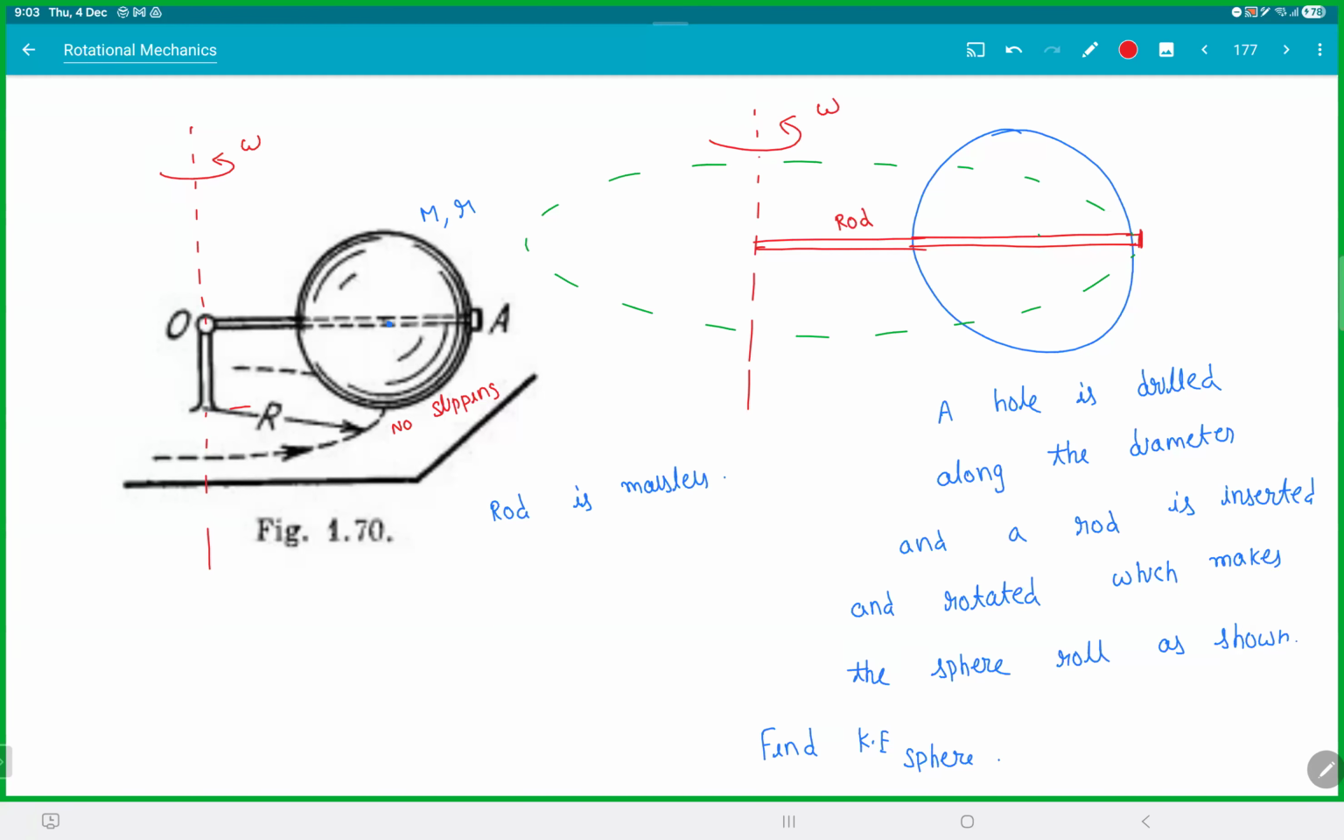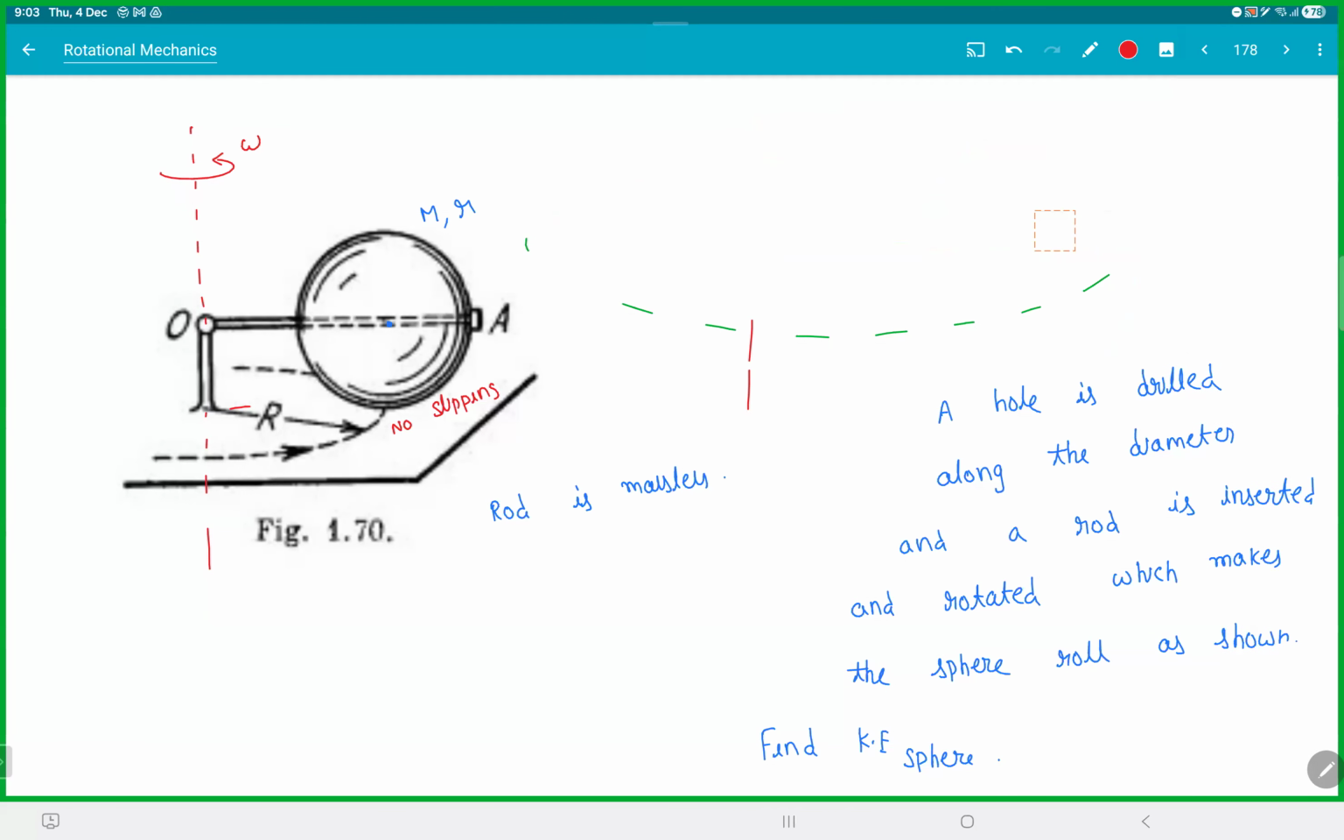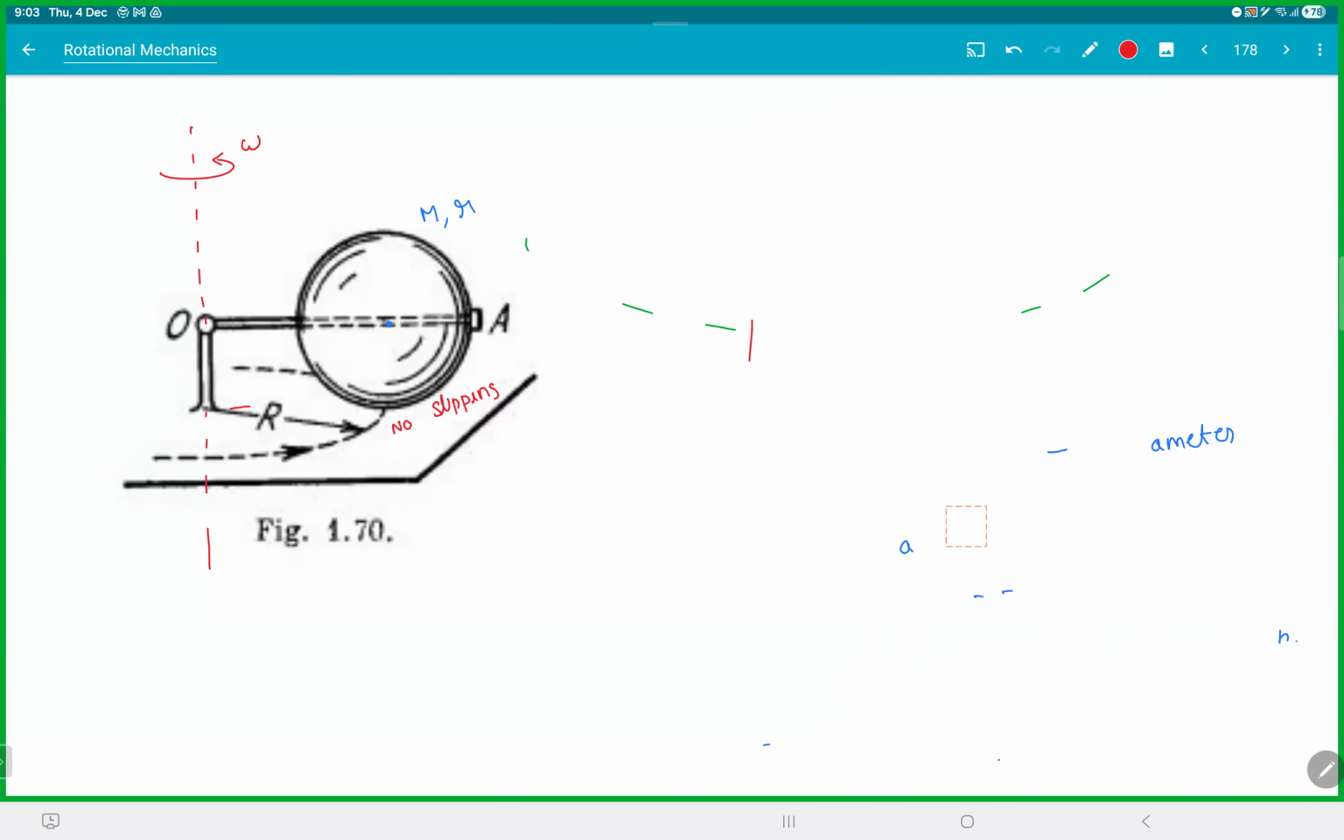So first you need to find the sphere's omega also. And it is not slipping on the floor. So this center of mass, the center of the circle, will be going in a circle with what speed? So the velocity of the center will be capital R into omega. Okay? And let's say this sphere itself is rolling with a speed omega dash.